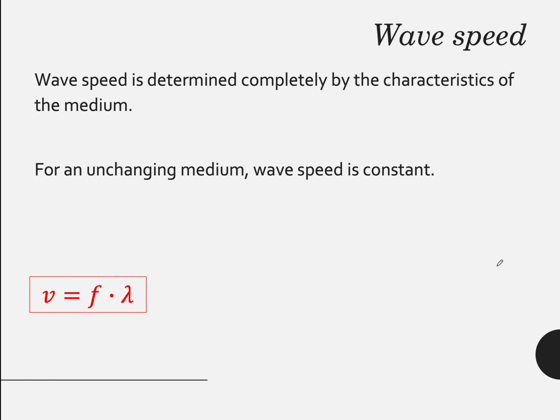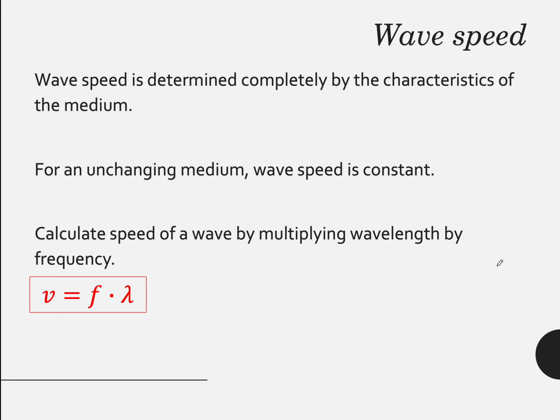Wave speed. Wave speed is determined completely by the characteristics of the medium. For example, sound travels at one rate in the air in this classroom. It travels at a different rate when you're up in the mountains. Why? The air is less dense there. It travels much faster underwater, about 5 to 6 times faster. It travels even faster in metal. Sound will go through metal almost, the velocity is ridiculously large. For an unchanging medium, though, the wave speed would be a constant. So, for example, going from air in the classroom to air in the hallway should be the same.